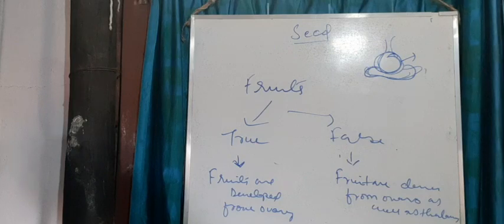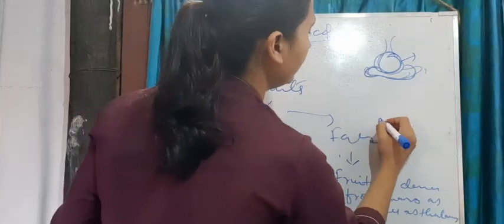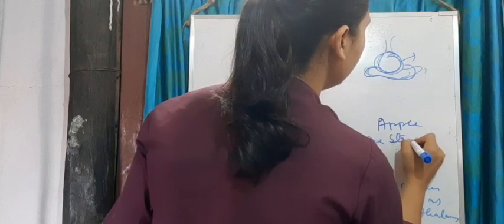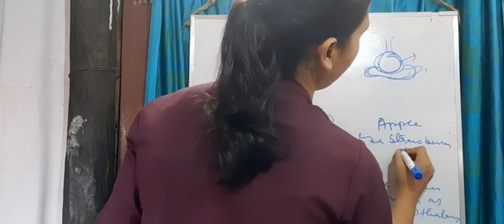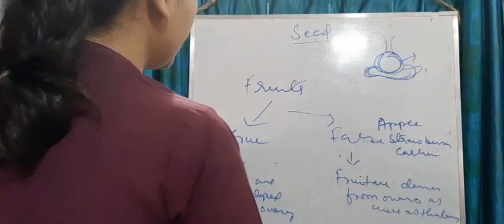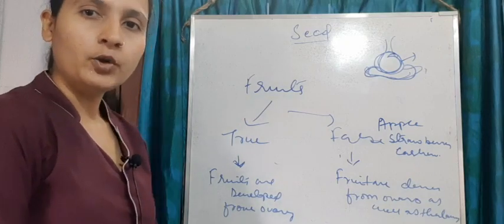So yes, apple, strawberry and cashew, these are false fruit. This is the most common, you can keep in mind, the examples that might be asked. So false fruit is apple, then strawberry and cashew. These are your false fruit, and the rest like mango is a true fruit, which is developed from the ovary. All right, so I hope that this is clear.